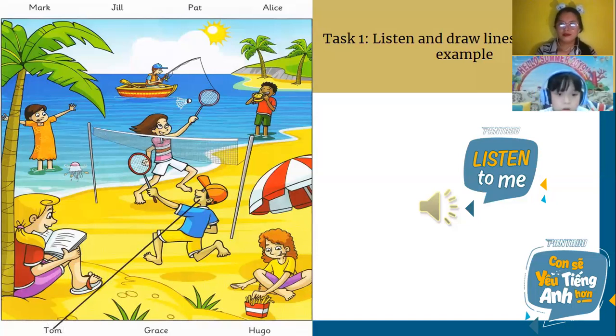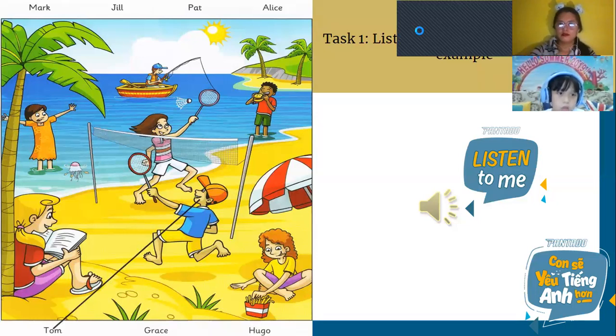Four. Is that your friend in the boat too? Mark? Yes. Mark's my friend. Does he like fishing? Yes, he does. Five. Is that a jellyfish in the water? They're scary. Yes, it is. It's really big. Jill's looking at it. Oh, yes. Jill's wearing an orange dress. It's a fantastic picture.